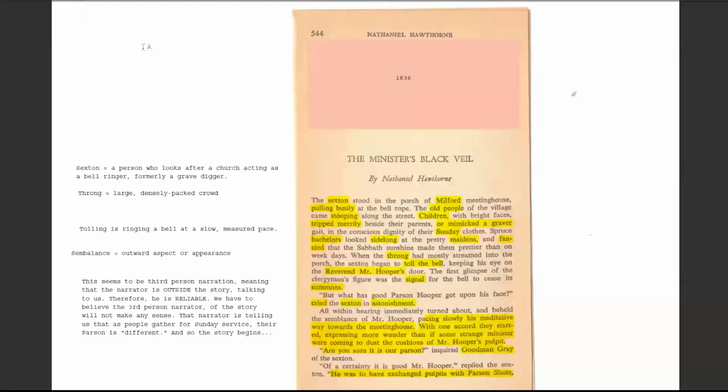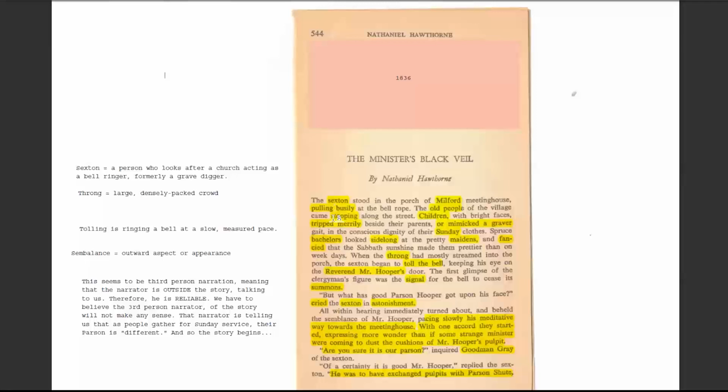"The old people of the village came stooping along the street." Notice the word stooping. That's a good word to choose for old people. They stoop. One of the things you're going to find out in this story is the rich vocabulary that the writer Hawthorne used to give the third-person narrator depth, perhaps. To give you a feeling and to paint the picture. Remember, third-person narrators, like first-person, are using words like a paint palette. They're drawing from the palette to paint the picture.